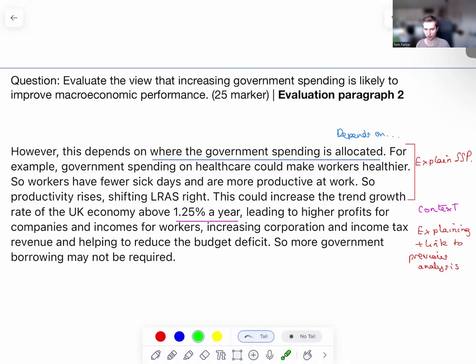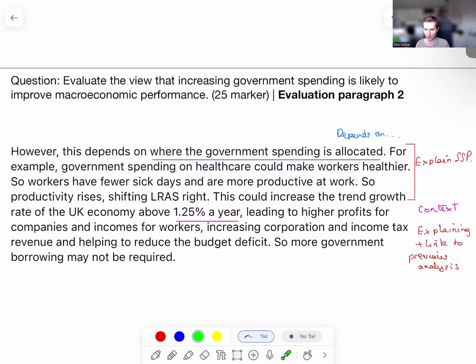This could increase trend growth rate for the UK economy above the 1.25% a year. That's some good context, leading to higher profits for companies and incomes for workers, increasing corporation tax and income tax revenue, and helping to reduce the budget deficit. So more government borrowing may not be required.